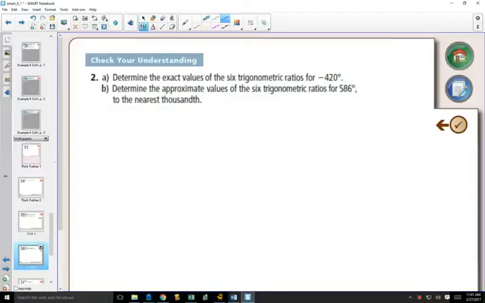This is on page 471. So we've already done 2b, but now we're going to go back and look at 2a. Now that we've worked on our unit circle and have our pie plates made, it says determine the exact values for all the 6 trig ratios for negative 420 degrees. So one of the things you're going to have to do is figure out where is negative 420 degrees? What family does it belong to?